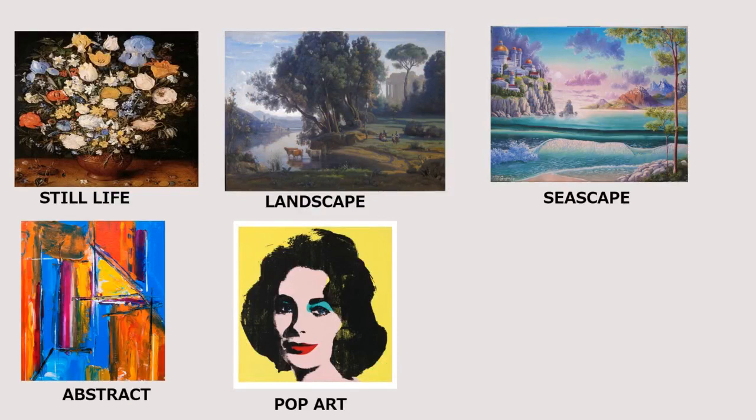So still life is nothing but when you draw some flowers with a vase in it, that is still life painting, which is somewhat real. And landscape is when you draw the forest, mountain, all these things. And the third one is seascape. It is about the sea and ocean. And abstract painting, it is colorful painting.